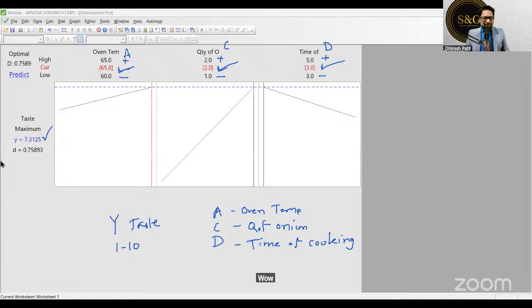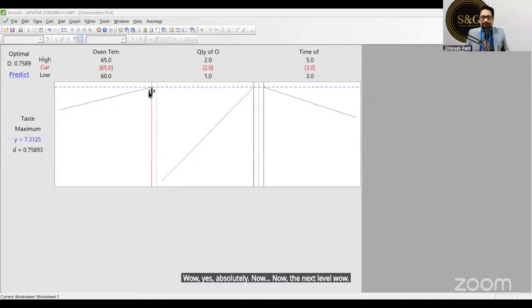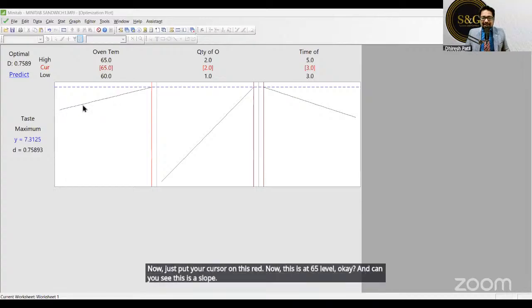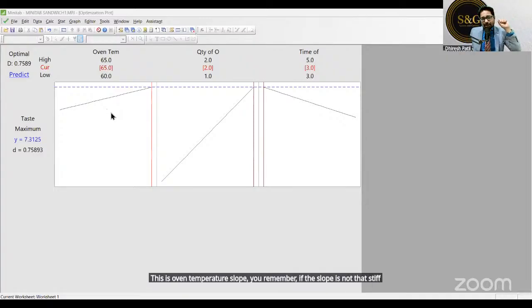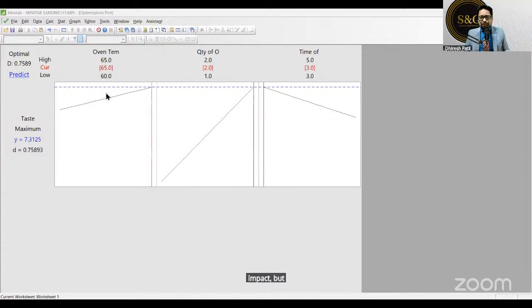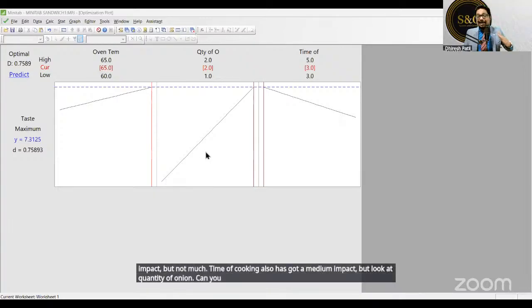Wow, yes, absolutely. Now the next level. Just put your cursor on this red line. Now this is at the 65 level. Can you see this is a slope? This is the oven temperature slope. You remember, if the slope is not that steep, that means the impact is not very huge. So oven temperature has got impact but not much. Time of cooking also has a medium impact, but look at quantity of onion. Can you see a huge impact? Just like Ajay in our experiment, a similar kind of impact, right?